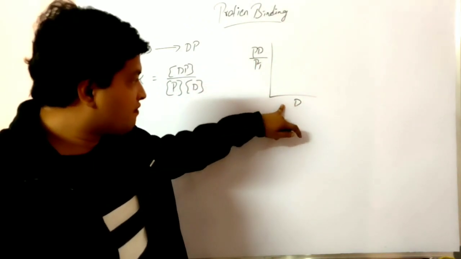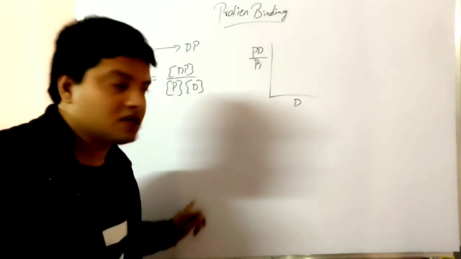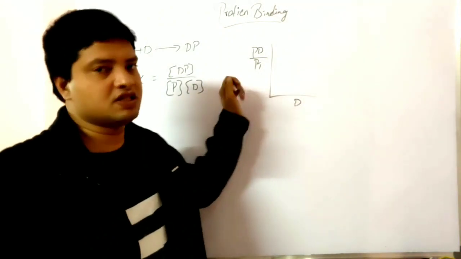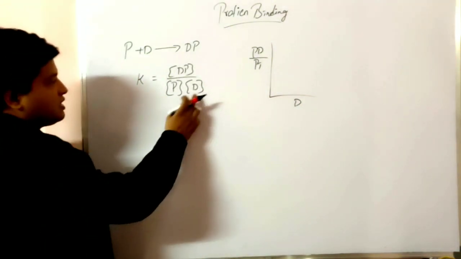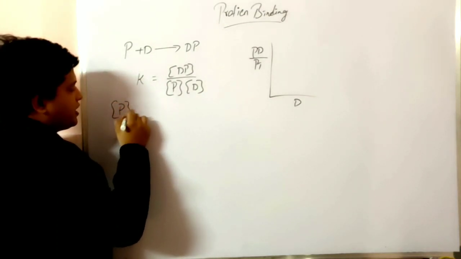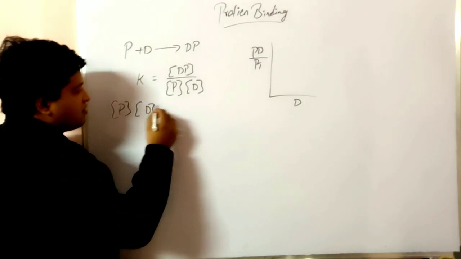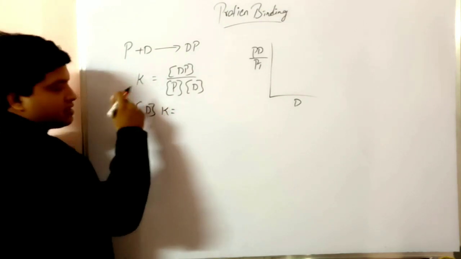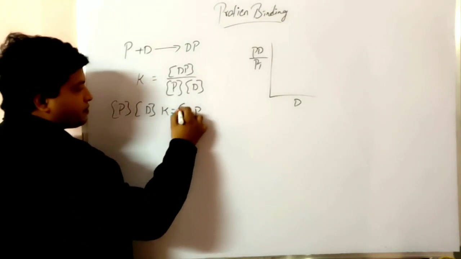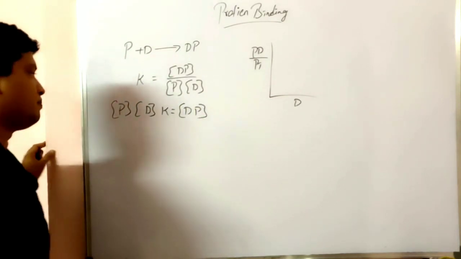To draw this type of graph, I am going to derive the equation. I want this on the y-axis and this on the x-axis. We will see how to derive that. Taking this side, what we will get is the concentration of protein multiplied by the concentration of drug, and the constant, that is the stability constant, multiplied by the concentration of drug protein complex.